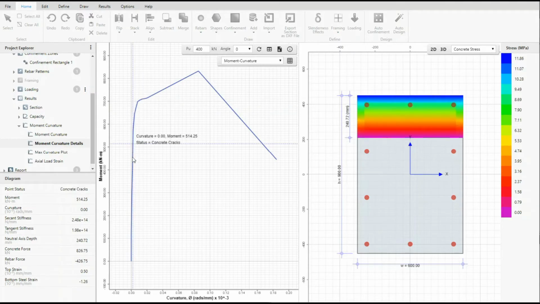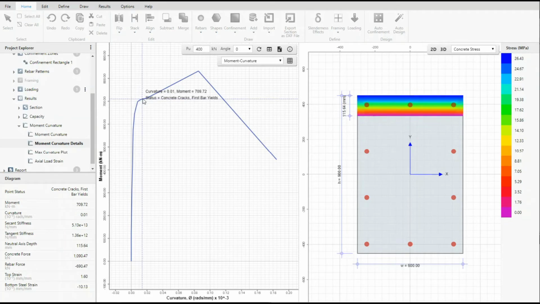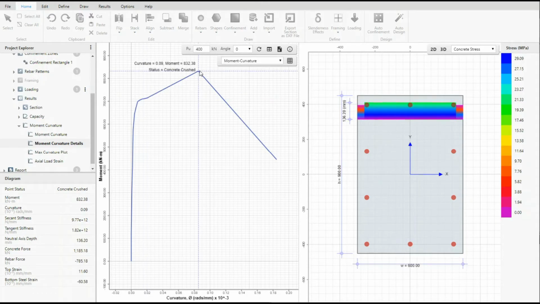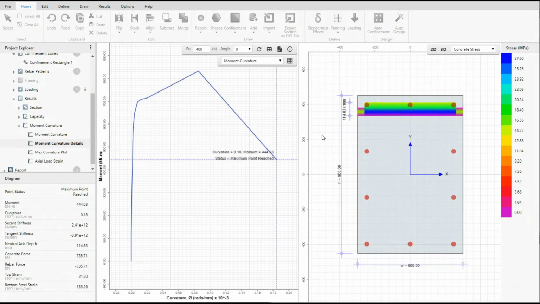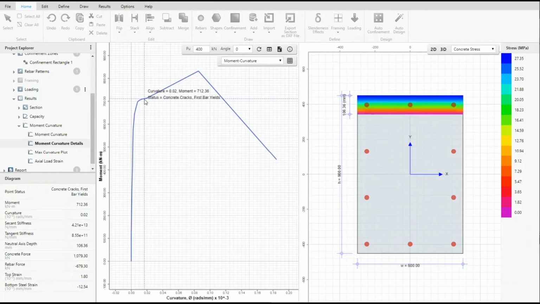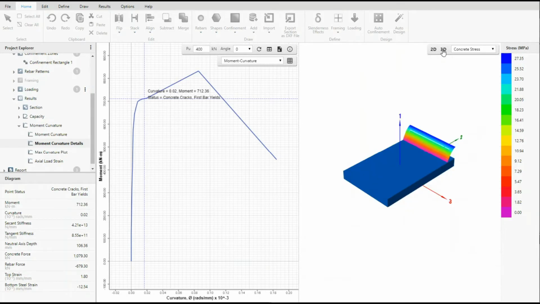As you move your cursor on this curve, it shows you on the right hand side the state of the cross section. You can see here that it shows you the curvature, the moment at that point, and also what has happened: the concrete is cracked, the first bar has yielded, then the concrete cover has crushed, and then finally the whole cross section has failed. This information is quite useful because at each point we can see what really happened to the cross section. This can be done in 3D as well as in 2D.